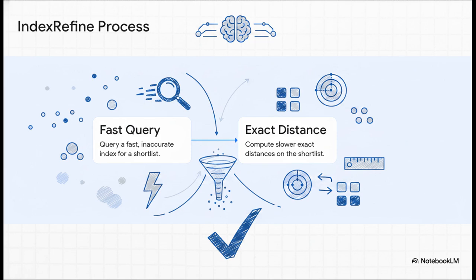Step 1. You query a fast, heavily compressed index just to grab a rough short list of potential results. Then, step 2, you compute the slower, perfectly exact distances, but only on the vectors in that specific tiny shortlist. You get the speed of an approximation with the pinpoint accuracy of brute force right at the finish line.